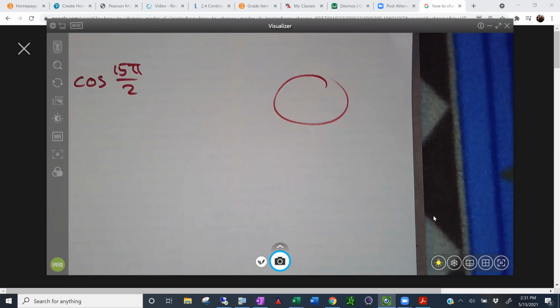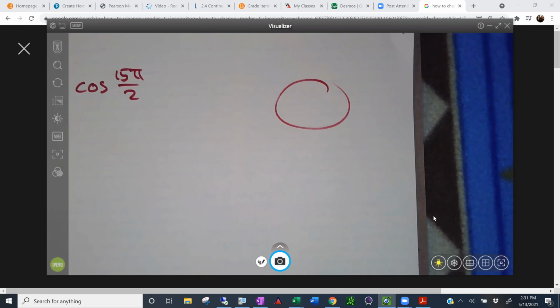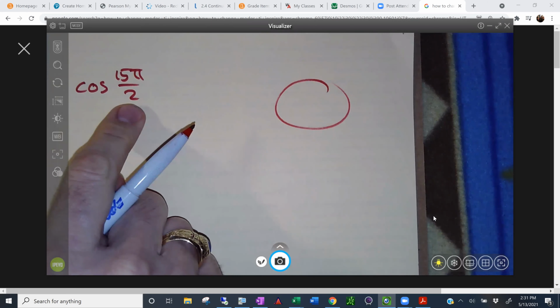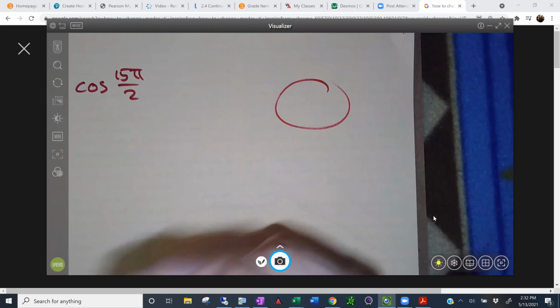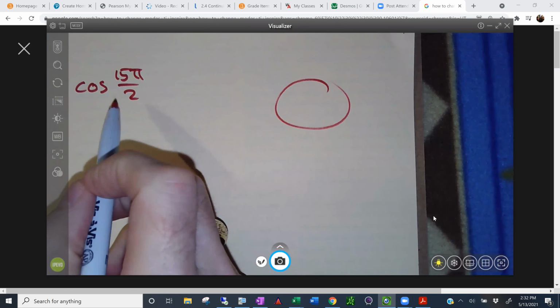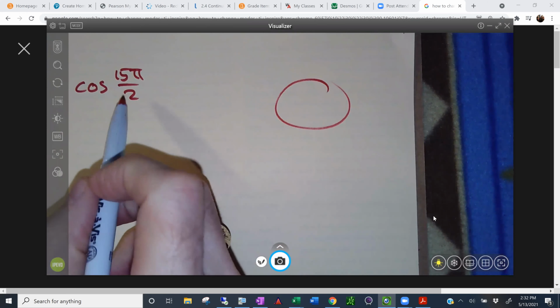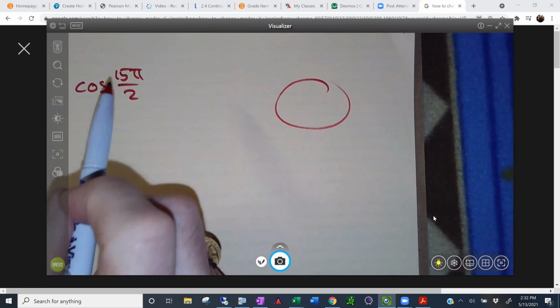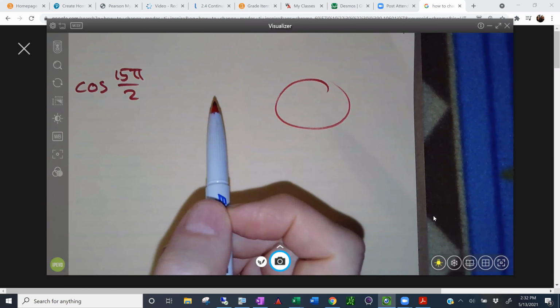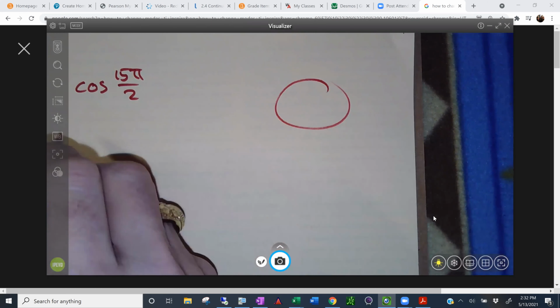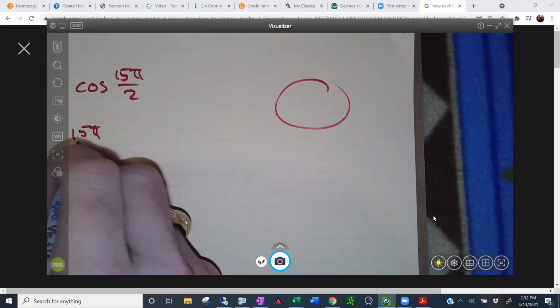A little bonus problem here for us: cosine of 15 pi over 2. Now, there's nothing really wrong with just typing this into your calculator or Desmos and getting an exact answer really quick. But let me help you understand the intent of the problem. The intent is to understand where this angle is and then to find the cosine there. So let's take a look at 15 pi over 2.